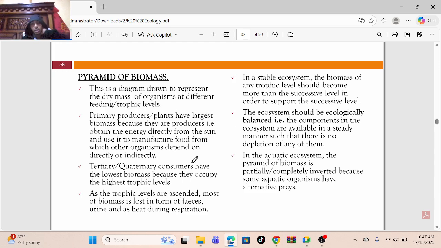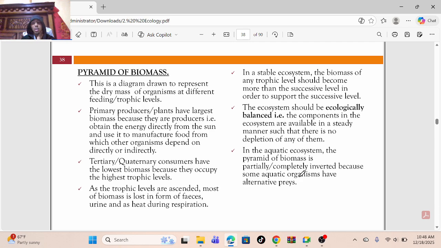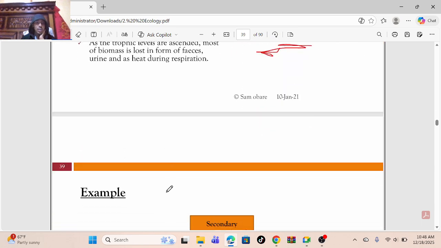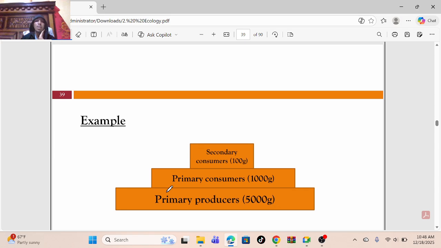The ecosystem should be ecologically balanced. The components in the ecosystem are available in such a manner that there is no depletion. In the aquatic ecosystem, the pyramid of biomass is completely inverted because some aquatic organisms have alternative prey. Producers have the largest biomass because they are producers. So this is the pyramid of biomass.